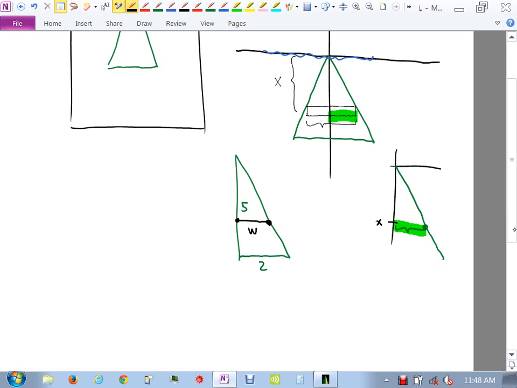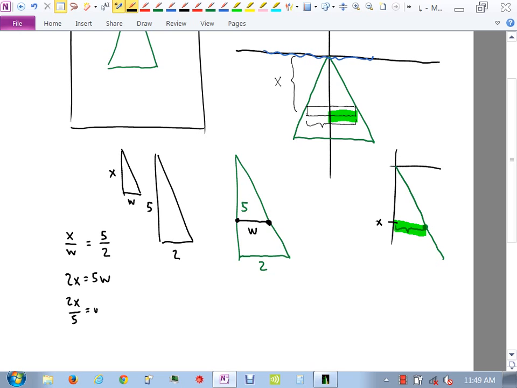Does everyone see we can set up similar triangles? We could go like this. We have a small triangle, and we have a big triangle. Big one is 2 and 5. The small one is W and X. It's not just anything, it's X, isn't it? So you can set up the ratio. X over W is the same as 5 over 2, which means that I'm trying to solve for W, right? 2x equals 5w, which means that 2x over 5 equals w.